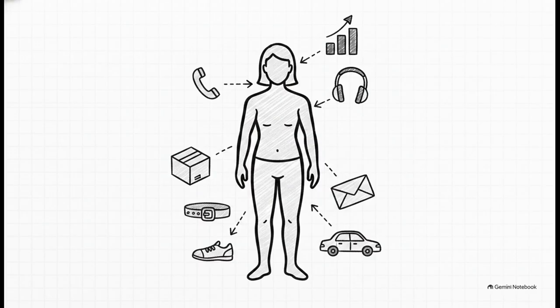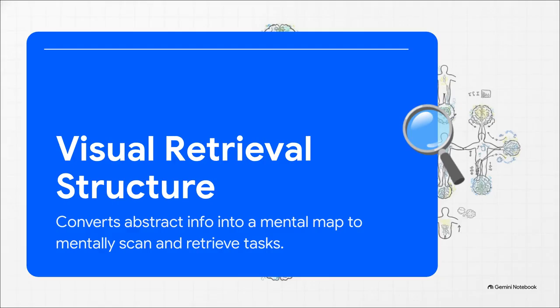Just by mentally scanning your body from top to bottom, you've seamlessly locked in 8 totally unrelated tasks. No way you're forgetting them now. So the crucial point is that the Body-Fractal Grid ceases being just a basic anatomy diagram here. It transforms into a highly functional visual spatial retrieval structure.